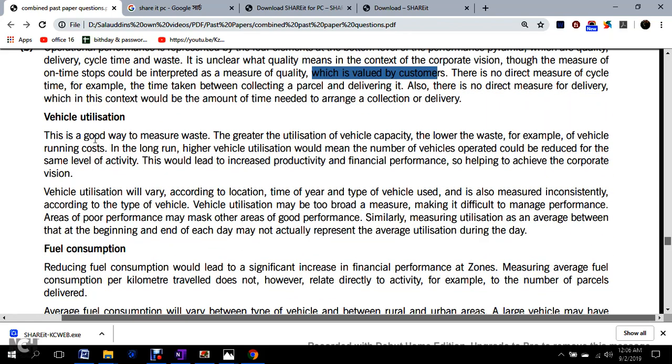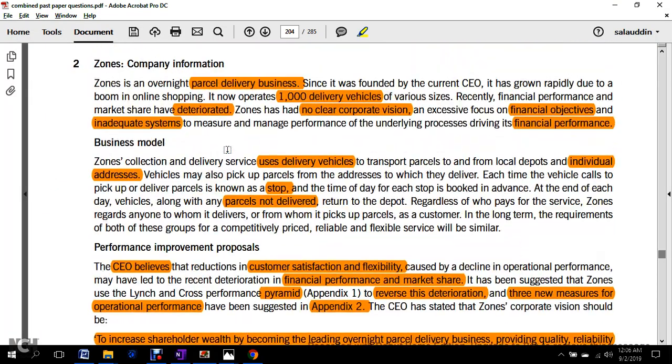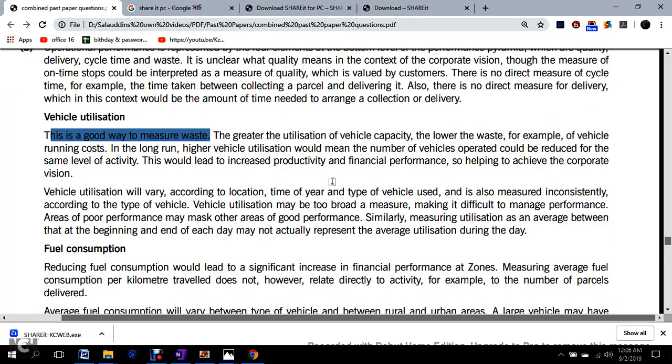Now, vehicle utilization. This is a good way to measure waste. The higher the vehicle utilization is, the lower the cost will be. And at one point of time, when they utilize their vehicles properly, they will need fewer vehicles. Currently, they have 1,000 vehicles. They might need fewer vehicles if they increase their utilization. Okay, fine. What did they say? The greater the utilization of vehicle capacity, the lower the waste. Okay, same thing.